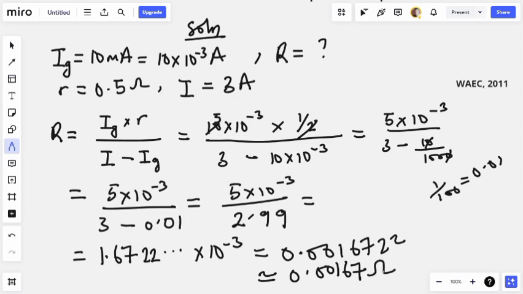which is approximately 0.00167 ohms. Or you can choose to leave it in standard form, which is 1.67 times 10 raised to the power of minus 3 ohms. So the value of our shunt resistor equals 1.67 times 10 raised to the power minus 3, or 0.00167 ohms. Thank you.